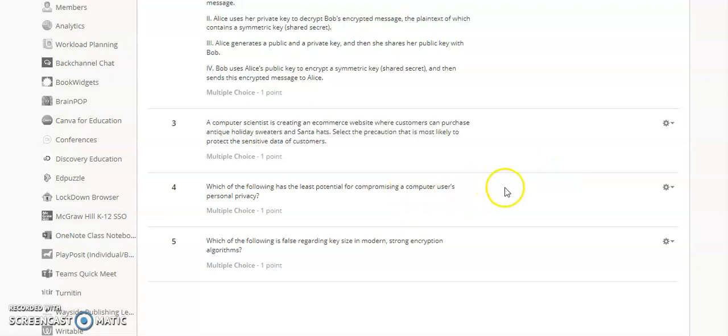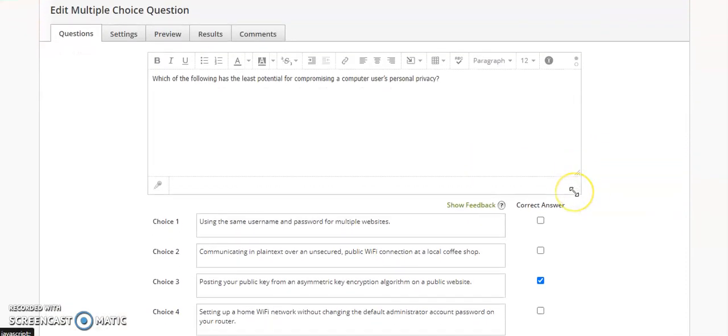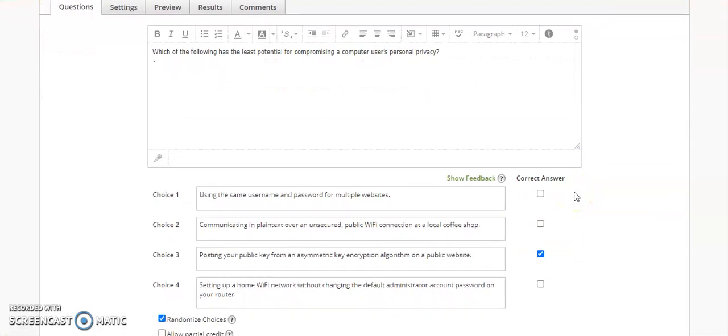Next up, compromising users' personal privacy. Which of the following has the least potential for this? What if you use the same passwords over and over? If somebody gains your password for one website, they now have that password for all the other websites as well. Probably not the best scenario for you guys. Should we communicate in plain text? No, we should probably make sure we are encrypting all of our messages.